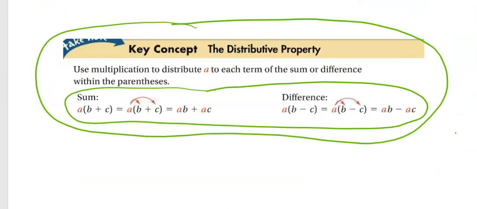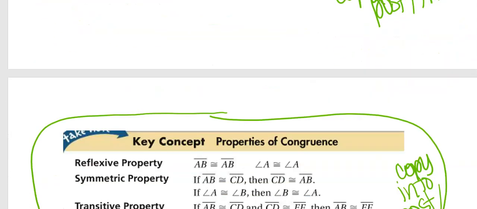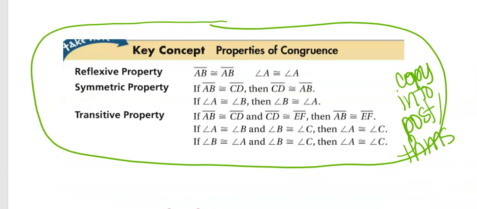I'm going to go back up and say copy. The only thing is that these have properties ahead of them instead of postulates and theorems, which really doesn't matter. Reflexive property, again, we just went through the reflexive property. Whatever's on the left is the same as it is on the right. So that one kind of looks the same.